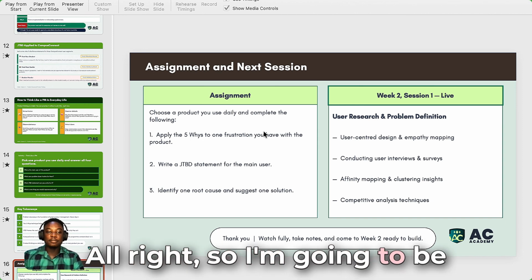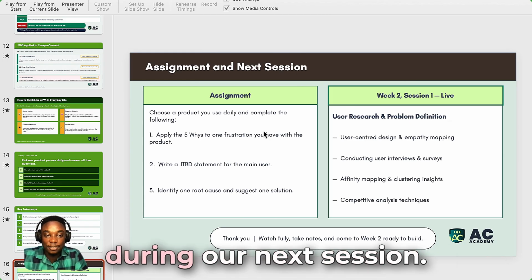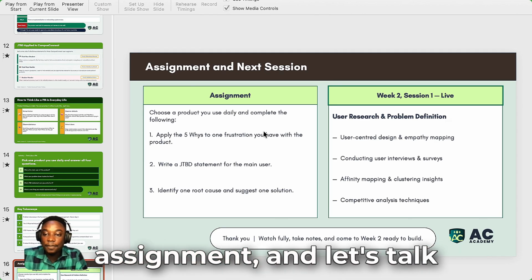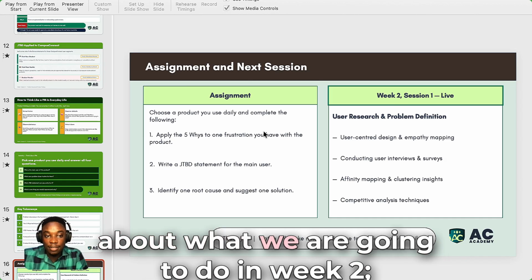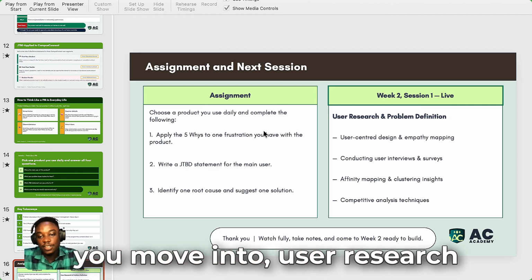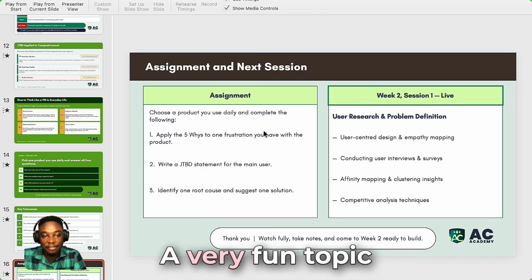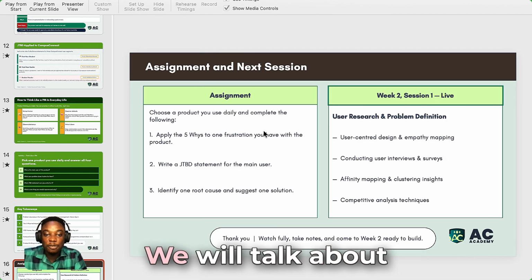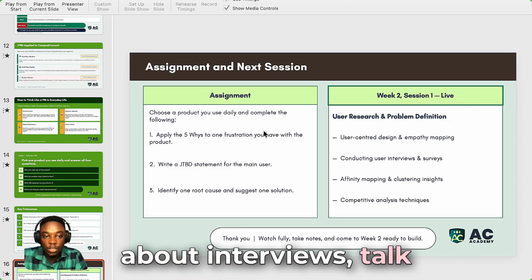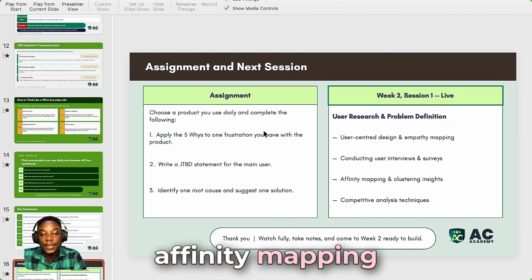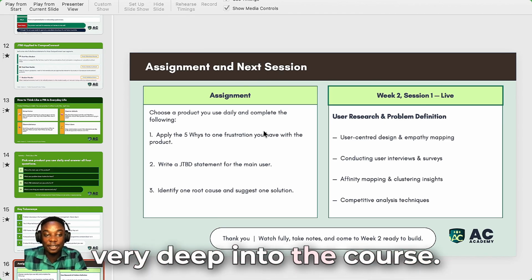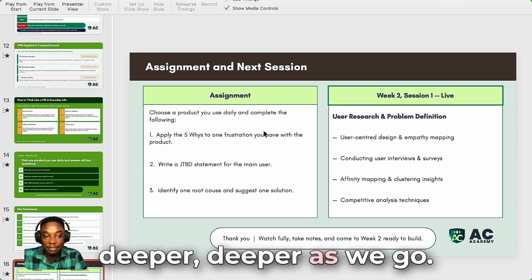All right. So I'm going to be having assessments during our next session. I'm hoping to hear from you about what you did in this assignment. And let's talk about what we'll do in week two. In week two, particularly session one, we will move into user research and problem definition, a very fun topic to talk about. We will talk about user-centered design, empathy mapping, interviews, surveys, affinity mapping and competitive analysis. So you can see that we are going to get very deep into the course. We are going a little deeper as we go.